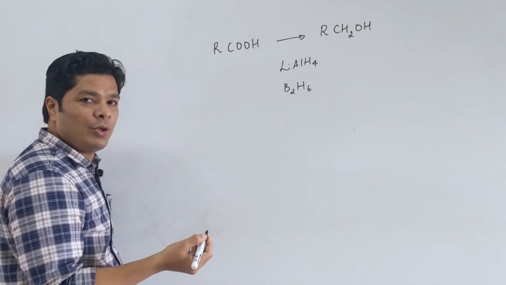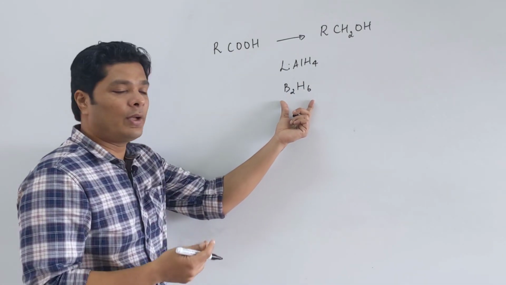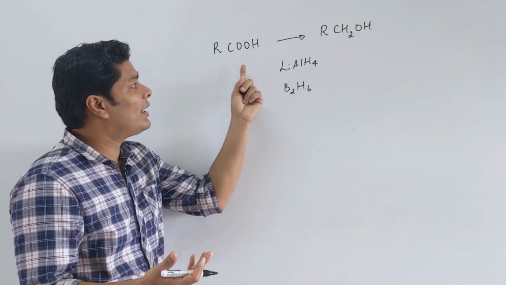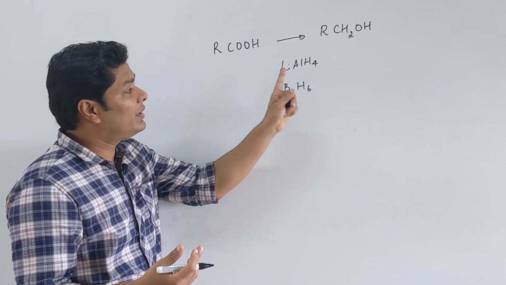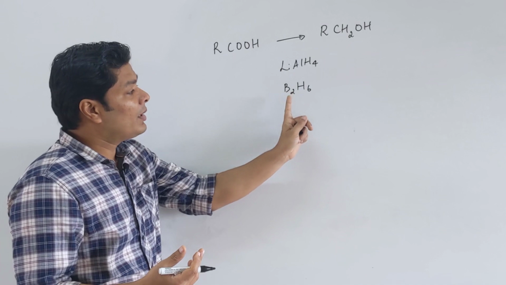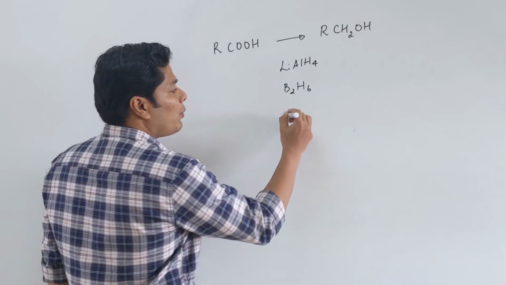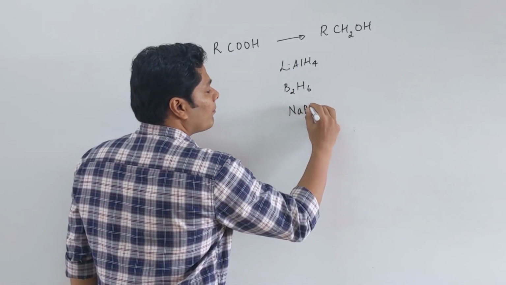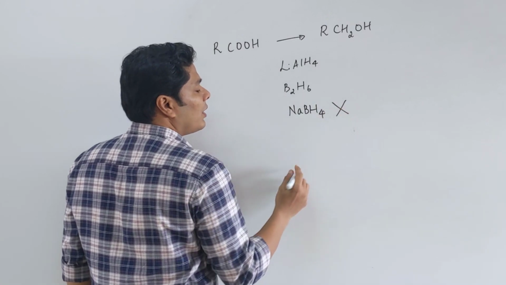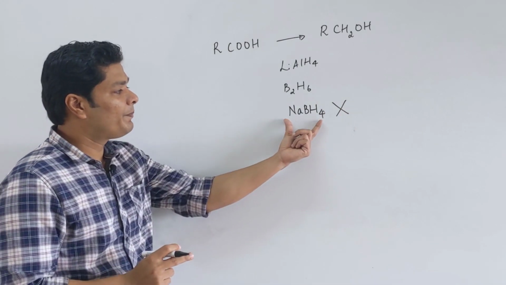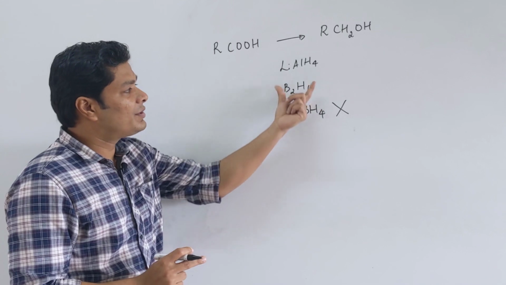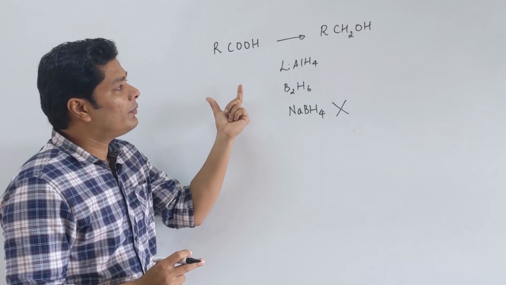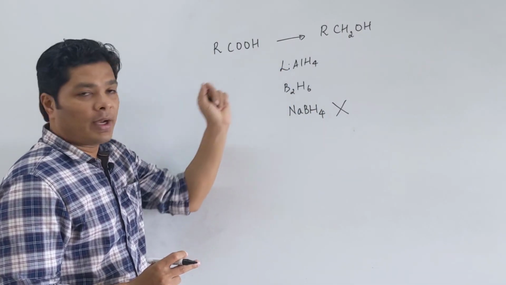Diborane is extremely useful because it does not affect your amides and esters but only converts your acid, whereas this will affect your amide as well. This is extremely good. One important point I want to make sure of is that this does not react because this is a weak reducing agent and this is a strong reducing agent. So we can get the reduced product.